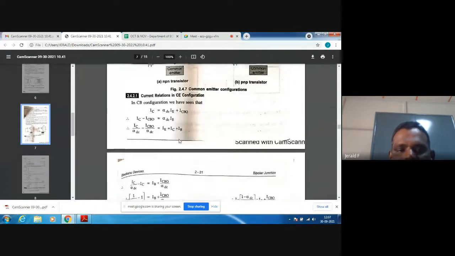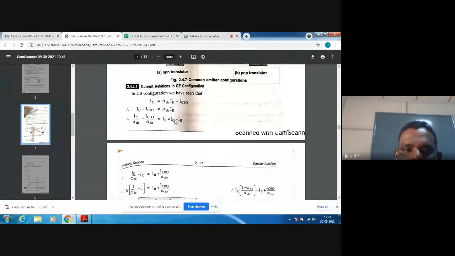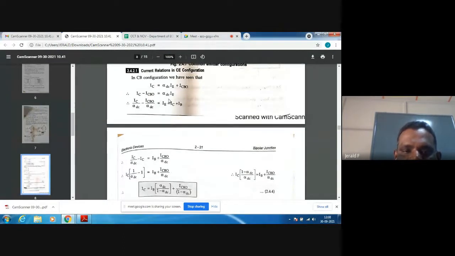What is the current amplification factor? Already you know the formula IC is equal to alpha DC into IE plus ICBO, which can be derived from the IC value already derived for the common base. Now you can change the side: IC minus ICBO is alpha DC into IE, so IE is IC divided by alpha DC, divided on both sides.